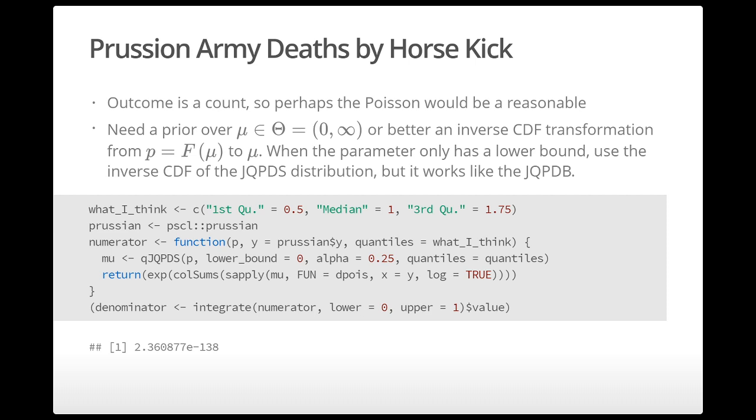And when I do, that's my numerator of Bayes' rule. When I integrate the numerator to get the denominator from 0 to 1, because that's the space of p, I get back a number that is extremely small. So the probability of observing the data is on the order of 2 times 10 to the negative 138.